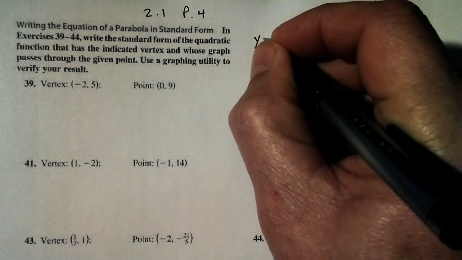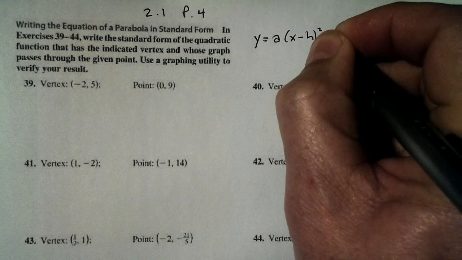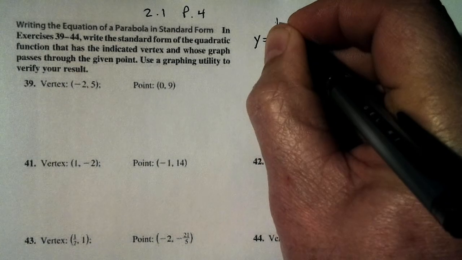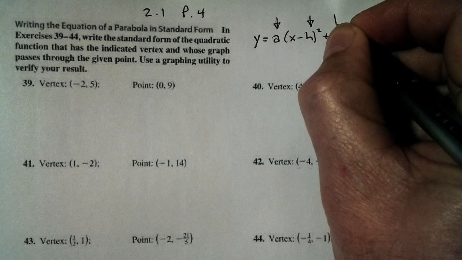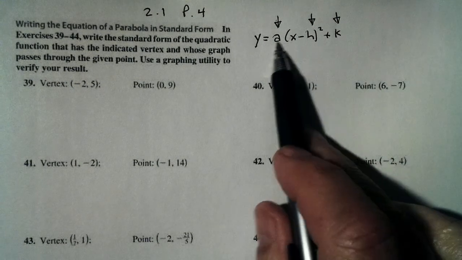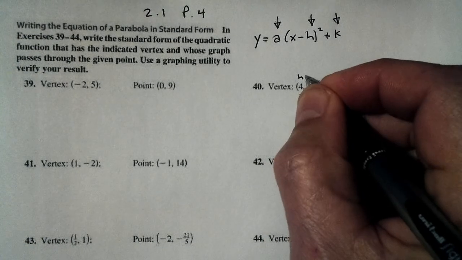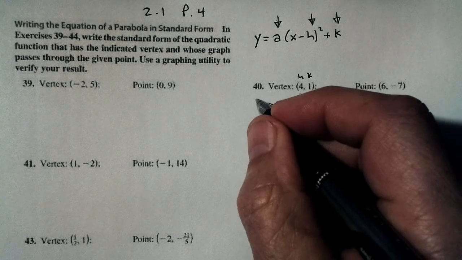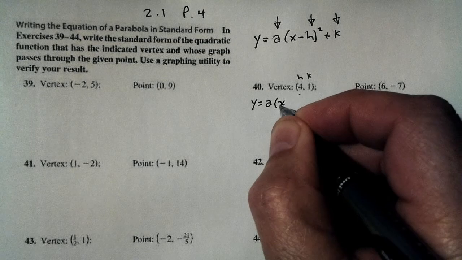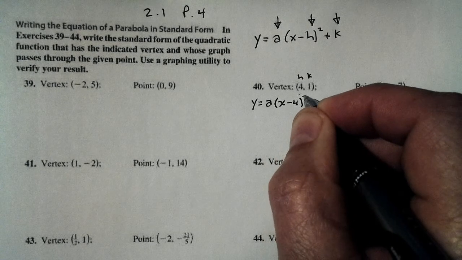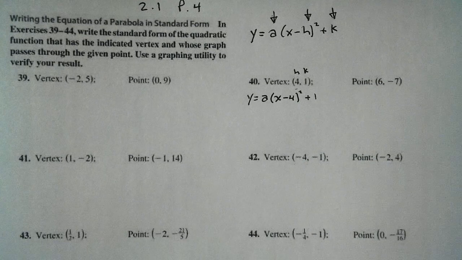Standard form of a parabola, y equals a times x minus h squared plus k. Here are the puzzle pieces we need. We need those three pieces. I need a, I need h, I need k. Love it when they give me the vertex. That's h, k. So far I've got y equals a, I don't know, times x minus 4 squared plus 1. And then they give us a point.